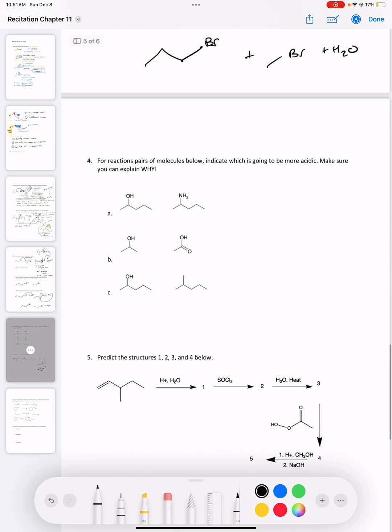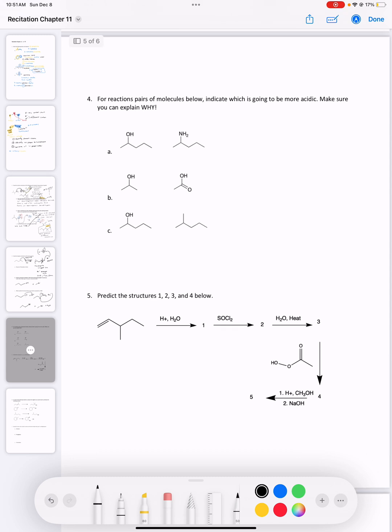Okay, I don't know why this says reactions pairs. For the pairs of molecules below, indicate which is going to be more acidic. Make sure you can explain why. So the first thing I will think about usually with acid-base is pKa, so I have my pKa table, just so I know which one is going to be more acidic.